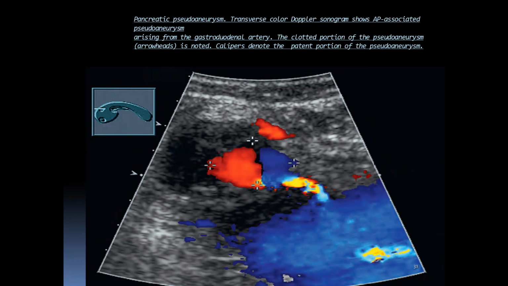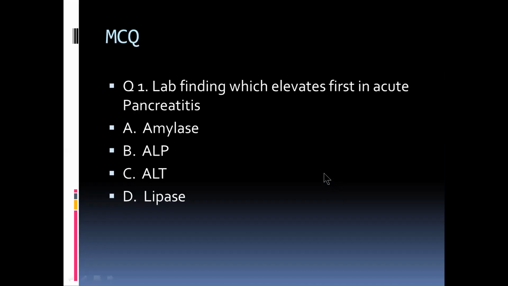Doppler shows acute pancreatitis associated pseudoaneurysm arising from the gastroduodenal artery. The clotted portion of the pseudoaneurysm is noted, which denotes the absent portion of the patent portion of the pseudoaneurysm, and this is the clotted portion where flow is not there.